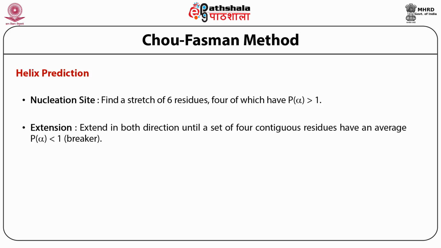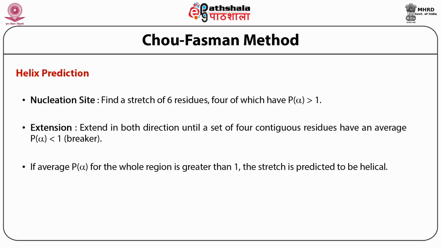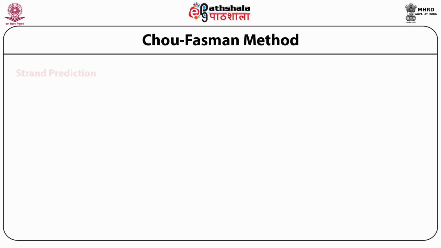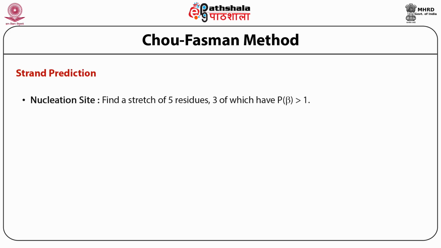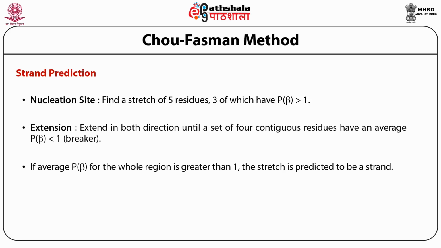Then again, the final average of the entire thing which you have predicted thus far must be greater than 1. If all these criteria are met, then you have a helix. Similarly for beta strands, and similarly for turns. In the case of beta strands, the nucleation site is thought to be just a stretch of 5 residues, 3 of which must have a propensity greater than 1. And again, extension is done in a similar way as in the case of helix.